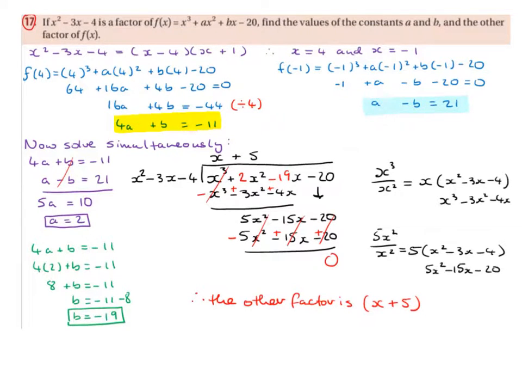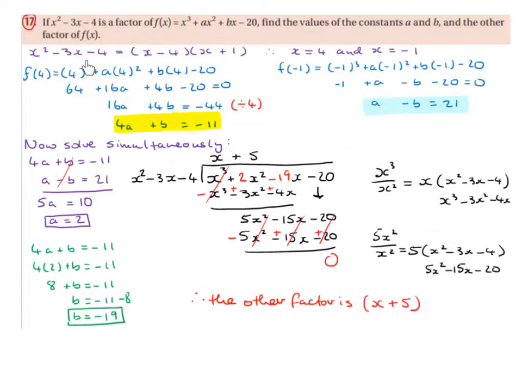So we're going to let what's inside each of the brackets equal to 0. So x minus 4 equals 0, so x is equal to 4. And x plus 1 is equal to 0, so x is equal to minus 1. So then we're going to find f of 4 and f of minus 1. So we're going to start with f of 4. So we're going to swap each of those x's for 4 with brackets around it.